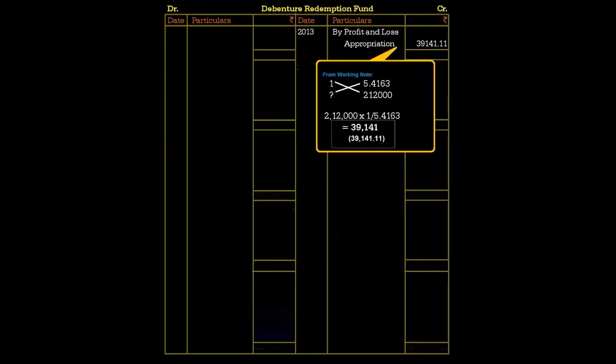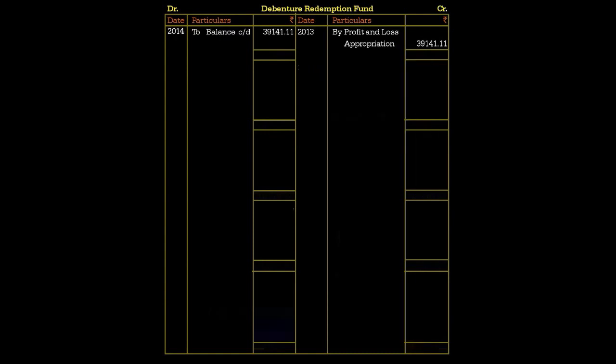The second account we are going to prepare is the debenture redemption fund account. That is also an account with debit and credit. First we appropriate profit from our profit and loss account. So the first installment is appropriated in the year 2013-14 by profit and loss appropriation account, 39,141.11. That is the annual installment we have calculated, appropriated in the first year, which is going to be invested. So on the debit side it is to balance carried down, the same amount, and the total of the account that year is the same.